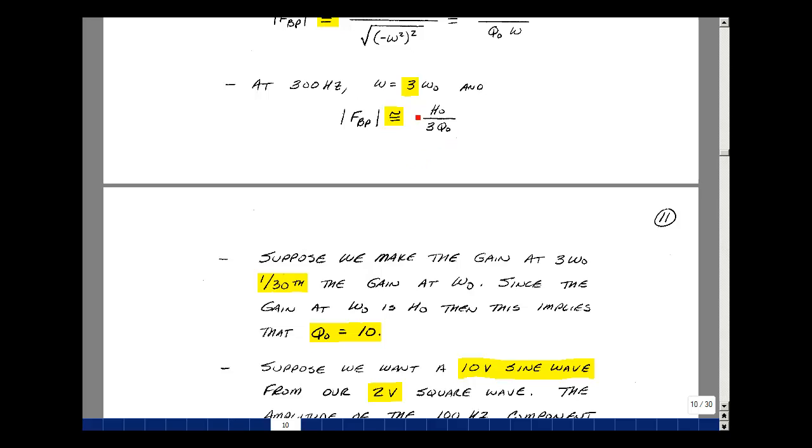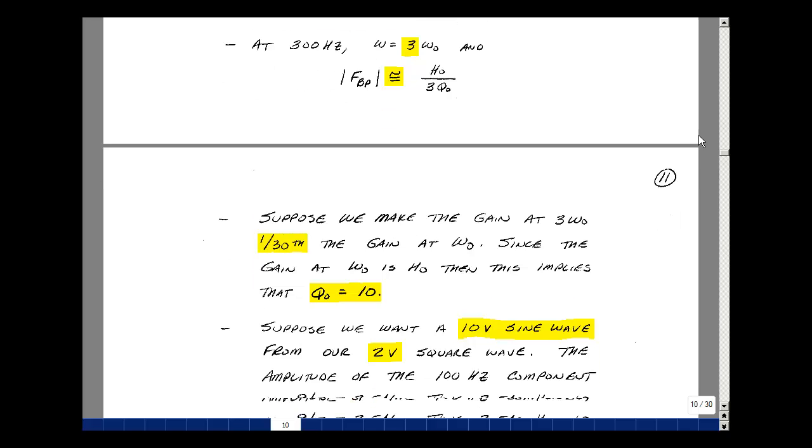So let me make this number big enough relative to the value we had at the center frequency, which is just equal to h naught. If I make this denominator 30, in other words, make q naught equal to 10, then the gain at this frequency is 1/30th of what it was at the center frequency, and my third harmonic is smaller than the fundamental, so I will get some attenuation. Now, is this enough? Well, we'll have to see whether it works or not if we can get a pretty clean sine wave out of our square wave. This is how I'm going to pick the value of q naught.